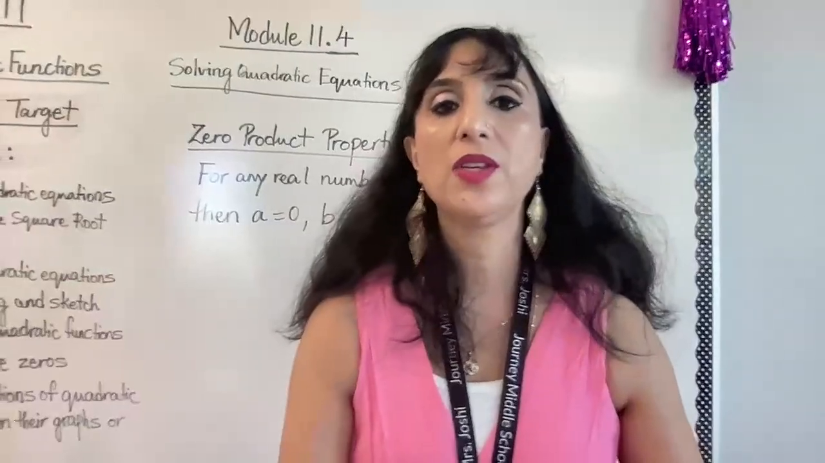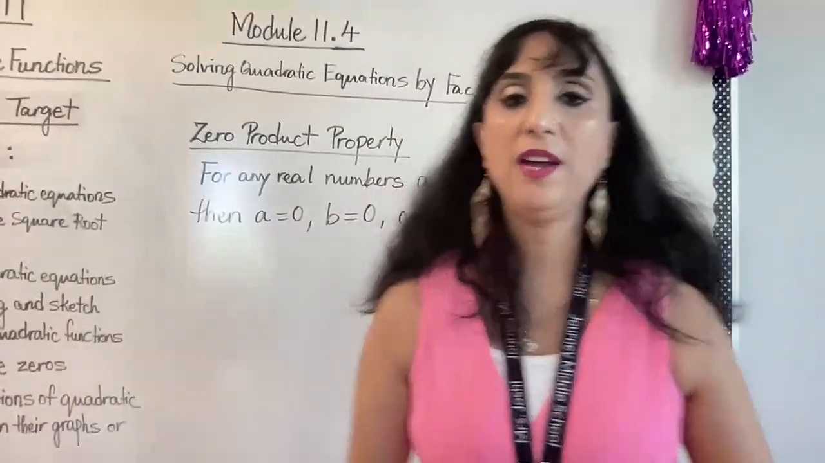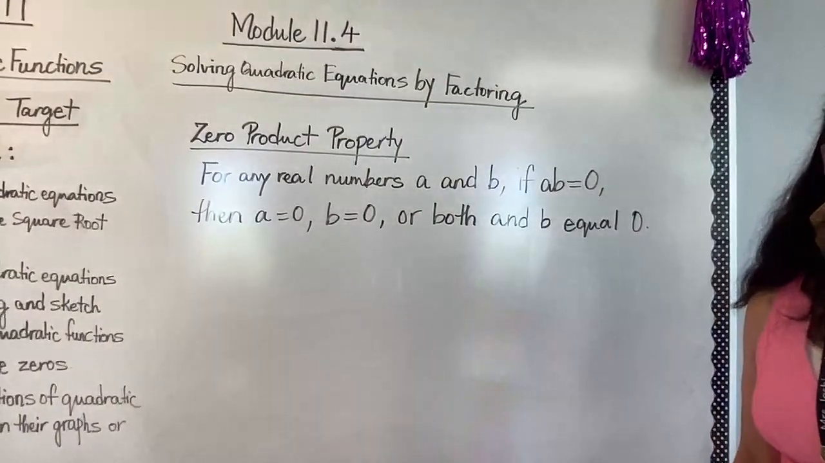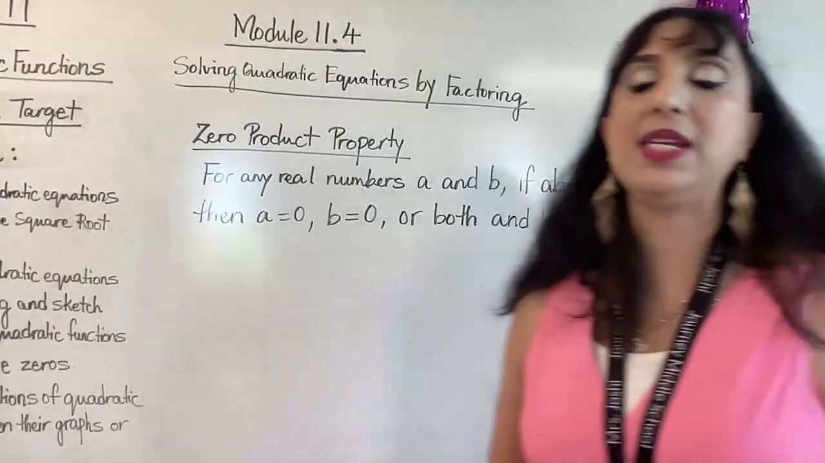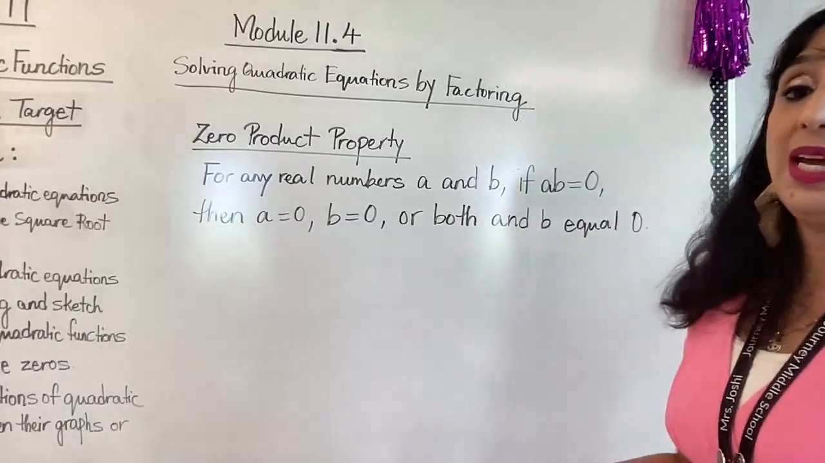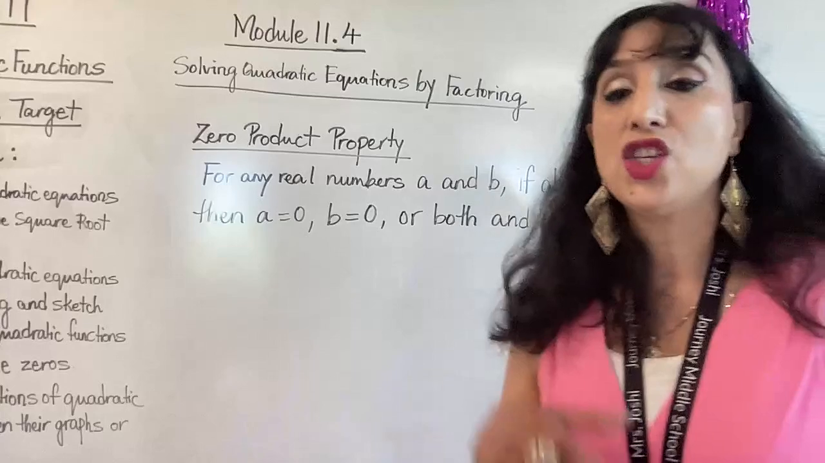So let's quickly talk about the zero product property. For any real numbers a and b, if ab is equal to 0, then a is equal to 0, b is equal to 0, or both a and b equal 0. Okay, so let's see what this means.